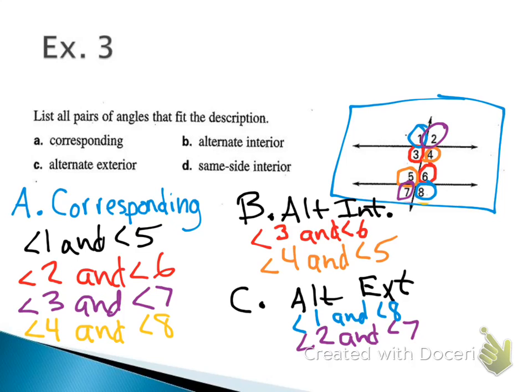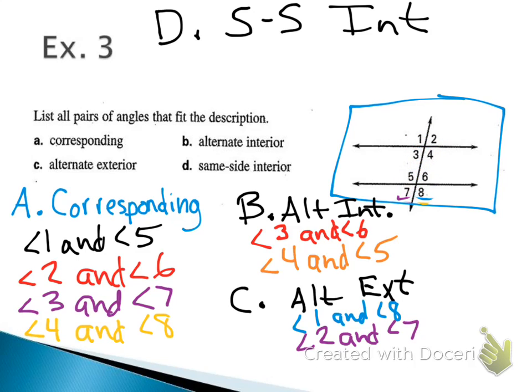I'm actually out of space. I'll have to go up top. Now I want same side interior. So let me clean things up a little. And there are 2 sets of same side interior. Anybody know? 3 and 5. 4 and 6. And 4 and 6. Good.